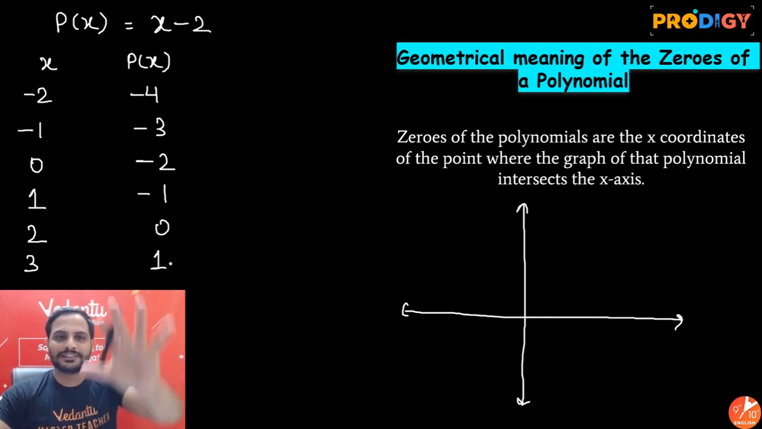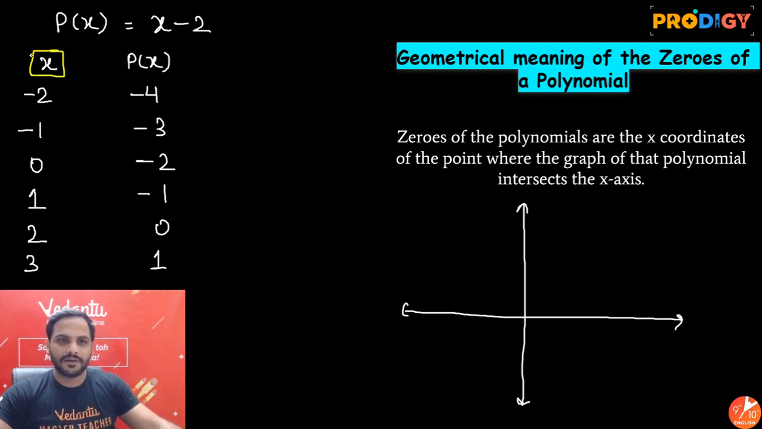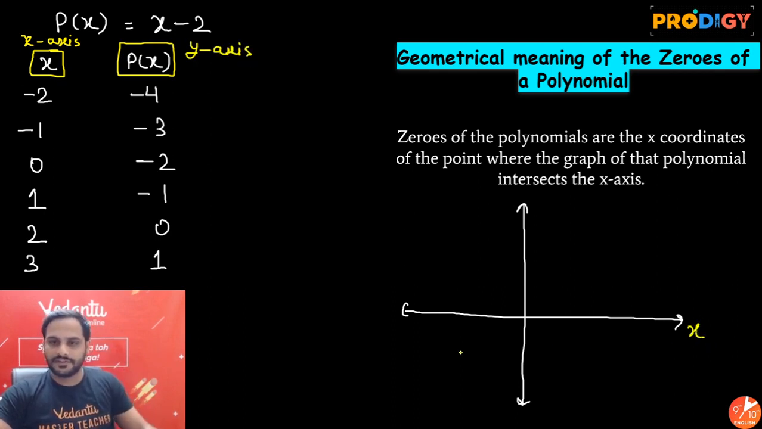But if I have to plot these values on the graph, what do we do? We write the value of the variable on the x-axis, and the value of the polynomial on the y-axis. Value of the variable on x-axis, value of the polynomial on y-axis. So that is why we'll say the y coordinate is nothing but the value of the polynomial.